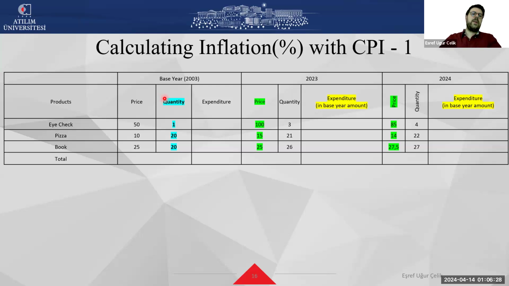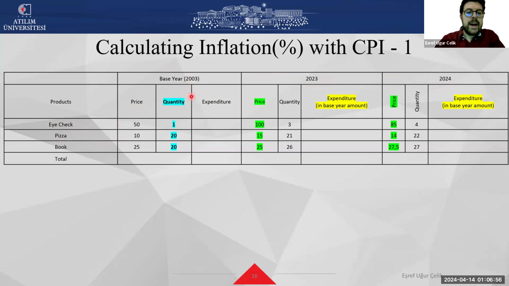Okay. I'm not gonna write the detail. I forget over there, but these three goods are final goods. I check, pizza and book. We take the 3 years, 2023, 2023, and 2024. And the base year is 2003.